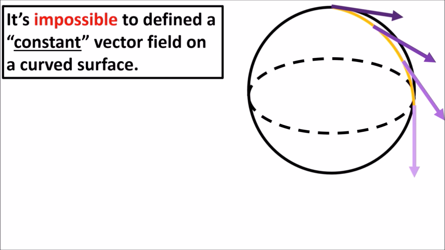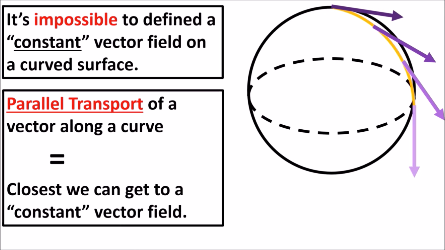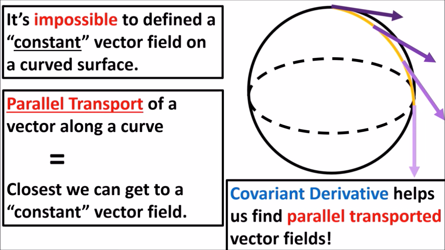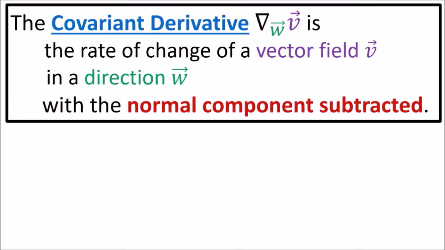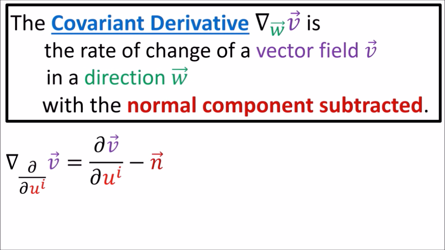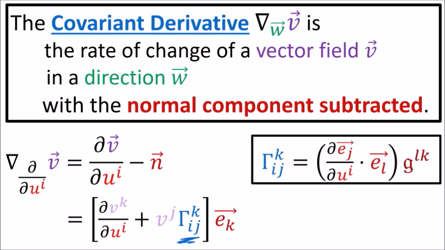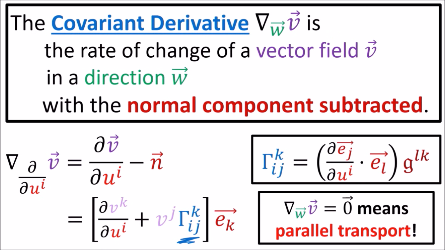So to summarize this video, I want you to remember it's impossible to define a constant vector field on a curved surface, and the best we can do to approximate a constant vector field is parallel transport along a curve. And this is the closest we can get to a constant vector field. And the covariant derivative is a tool that helps us find parallel transported vector fields. The covariant derivative is just the rate of change of a vector field v in some direction w with the normal component subtracted. So we can write it like this, or we can write it using the Christoffel symbol notation like this. And when the covariant derivative is 0, that means that we're parallel transporting the vector.